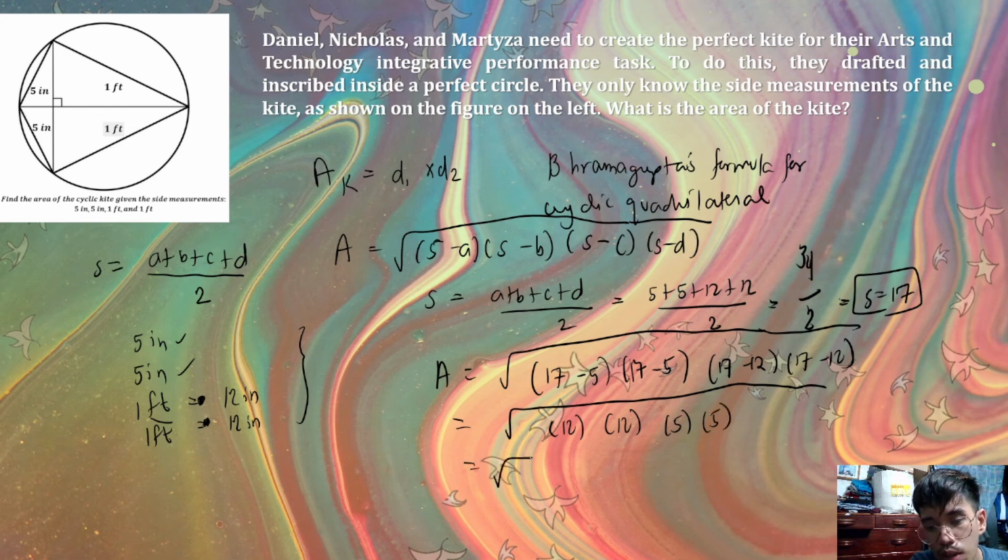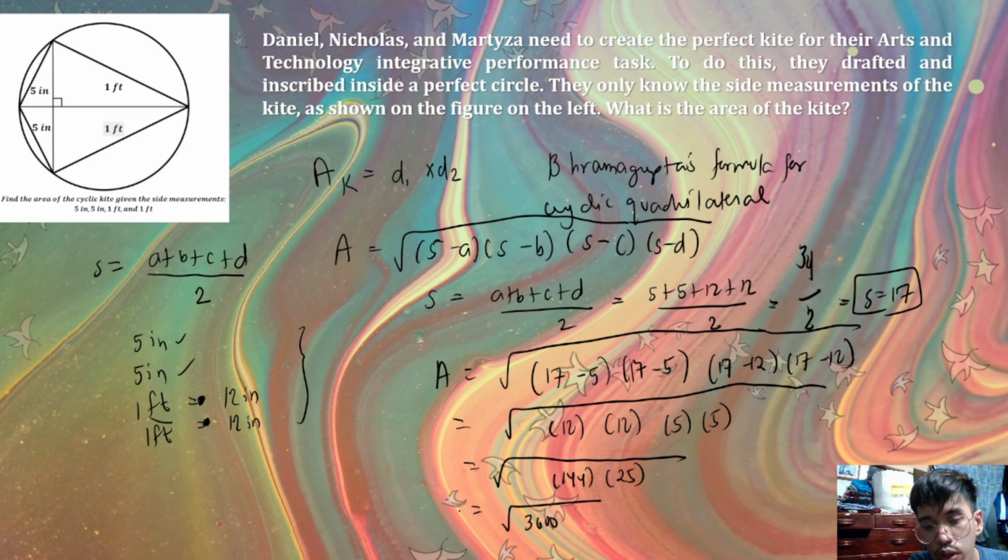What's 12 times 12? That should give us 144. And 5 times 5 is just 25. What's 144 times 25? You can use your calculator. 144 times 25 should give you 3,600. Now the square root of 3,600.